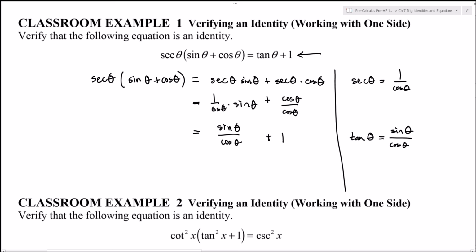So anything on the right side of that vertical bar that I drew is an explanation of what I'm doing from one step to the next, maybe. Sine theta over cosine theta is going to equal then tangent theta and then plus 1, which is exactly what we were supposed to get. So I'm going to put a check mark on that. So there's example 1. So what we ended up doing was working with the left-hand side.